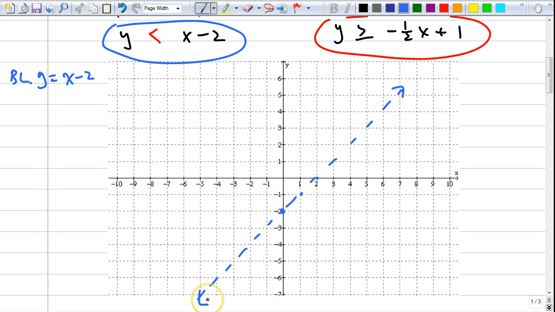There's my first inequality. Am I done with this inequality? No, you have to shade. It says y is less than x minus 2. So do I shade above this line or below? Below.